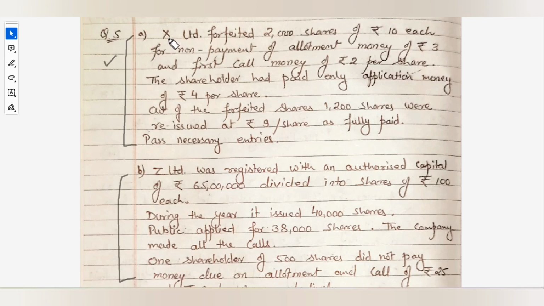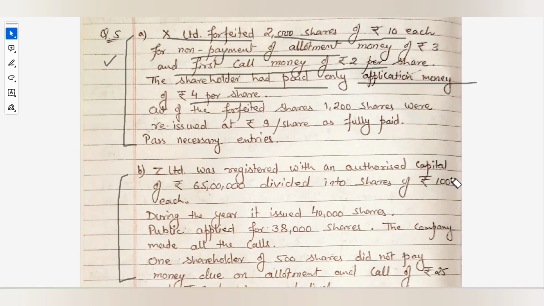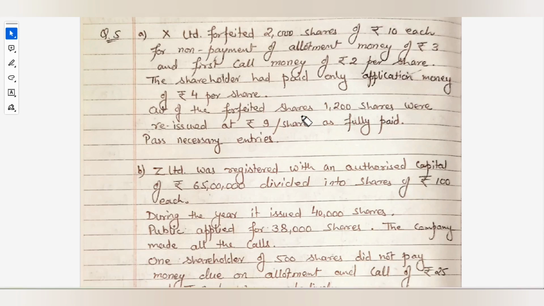So the first part is: X Limited forfeited 2000 shares of 10 each for non-payment of allotment money of rupees 3 per share and the first call money of rupees 2 per share. The shareholder had paid only application money of rupees 4 per share. So clear instruction is given about the amount of application money, allotment money, and call money. So we can find out the value of all the installments, as well as compare it with the face value. So we can clearly specify the called up value.